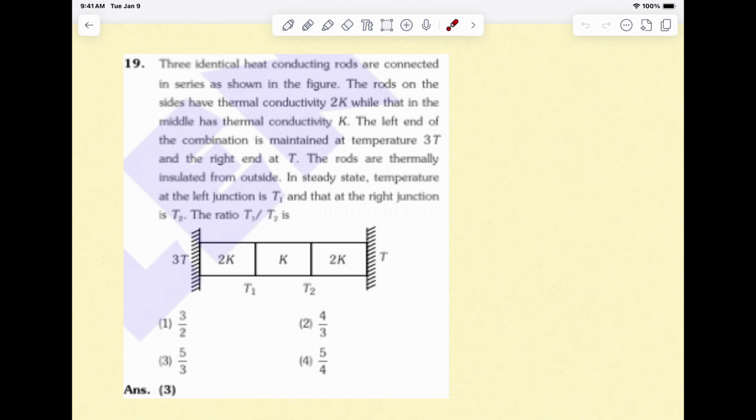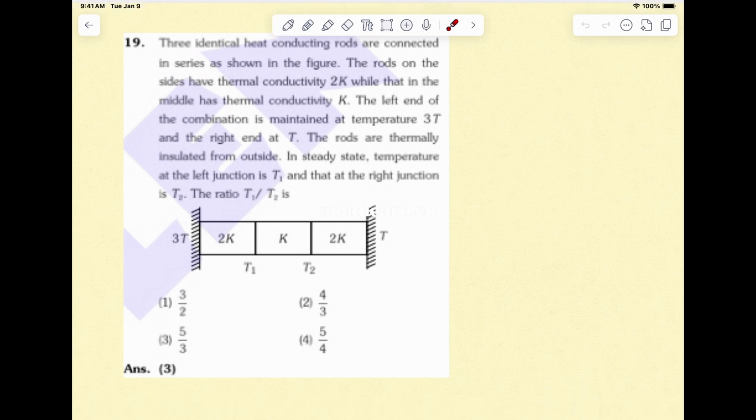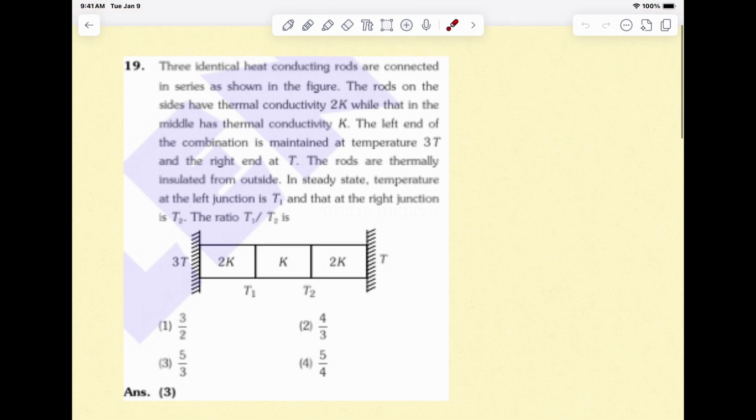Yeah, this question is from NEET 2025. Now let me tell you what the question is. You can read it, of course, but I will just summarize it. Now this is on heat transfer by conduction.